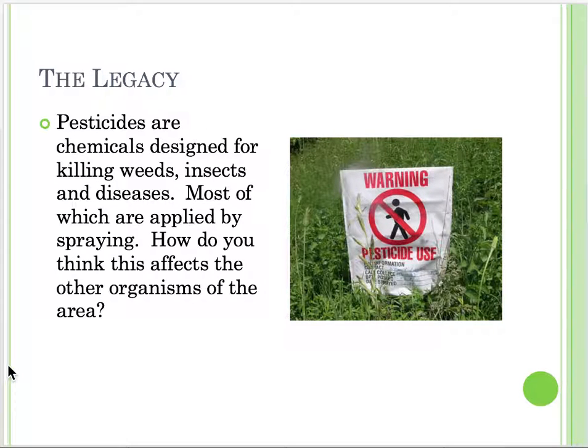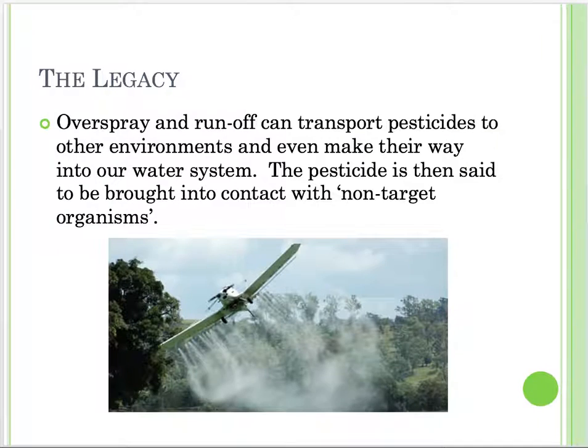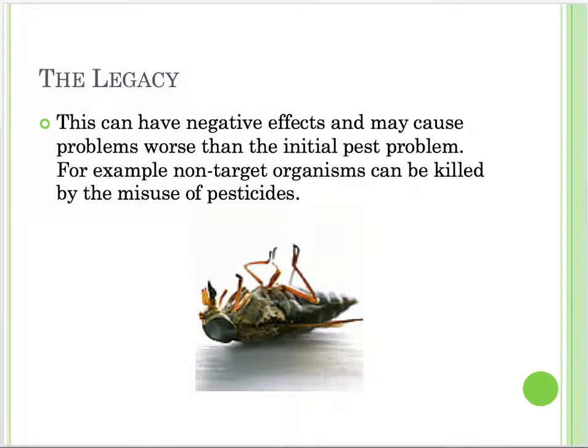They were designed for killing weeds, insects, and diseases, most of which are applied by spraying. How do you think this affects the other organisms of the area? So overspray and runoff can transport pesticides to other environments and even make their way into our water system. The pesticide is then brought into contact with non-target organisms. This can have negative impacts and may cause problems worse than the initial pest problem itself.